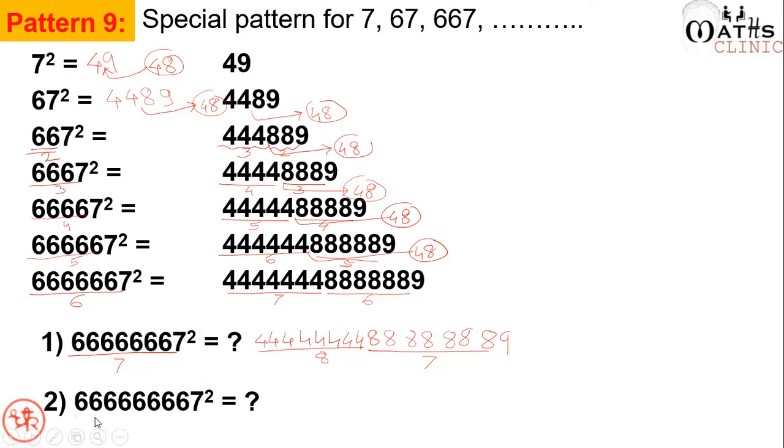यहाँ सिक्स कितनी बार लिखेंगे? 1 2 3 4 5 6 7 8 टाइम्स, तो यहाँ फोर कितने टाइम्स रहेंगे? 9 टाइम्स। और 8 कितने टाइम्स रहेंगे? 8 टाइम्स। एंड 9, 4 कितने टाइम्स है? 9 टाइम्स। 8 कितने टाइम्स है? 8 टाइम्स। इज इट क्लियर?